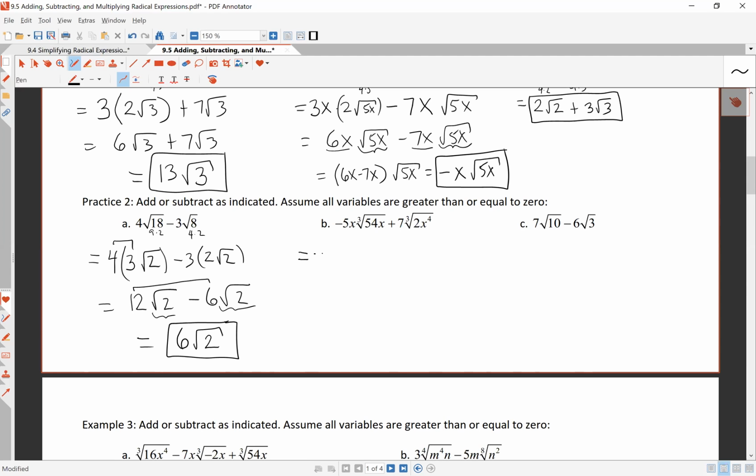Letter B, we have negative 5x. We need to take the cube root of 54. 54 is 27 times 2. And so the cube root of 27 is 3. And the 2 and the x will stay underneath that radical.